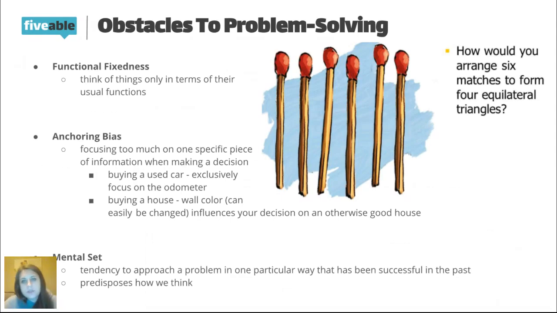Other obstacles to problem solving: functional fixedness. I always do a demo with my students. I go around my room and give them different objects. I have a little mirror, a little UW Badgers football helmet, and an ice scraper for my car. And I give those things to my students.